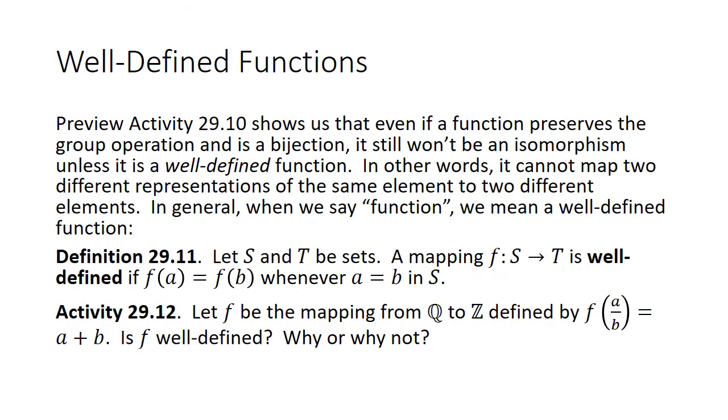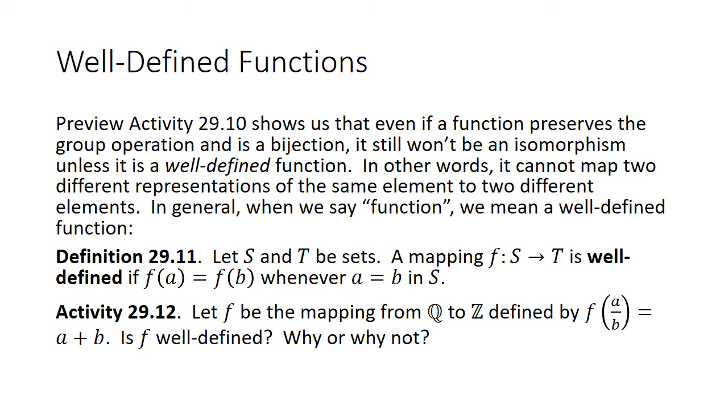Okay, so I just want to say a little bit more about that. Preview activity 29.10 showed us that even if a function preserves the group operation and is a bijection, as that function in the last one was, it still won't be an isomorphism unless it is a well-defined function. So in other words, the function cannot map two different representations of the same element to two different elements, which is exactly what we saw on the last slide. So in general, when we say function, we do mean a well-defined function.